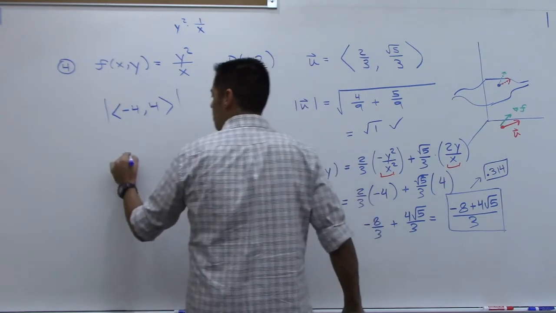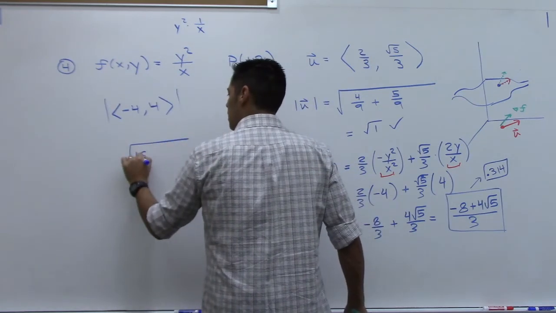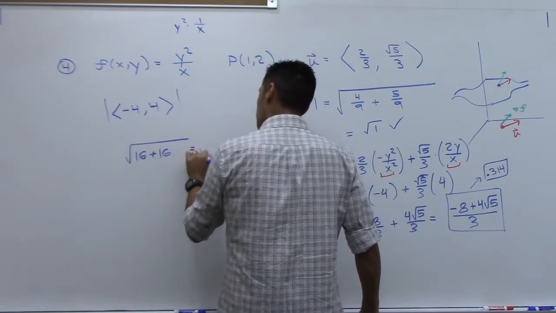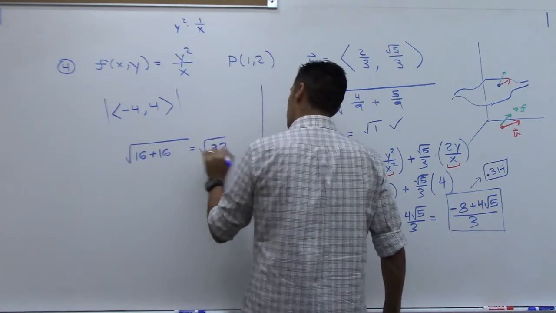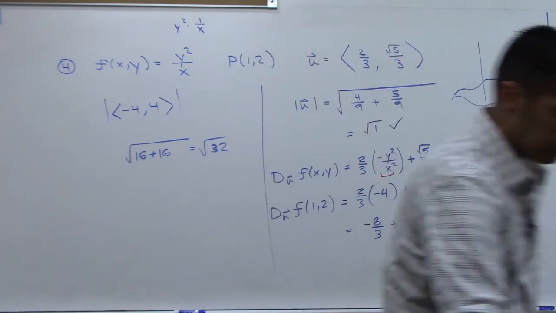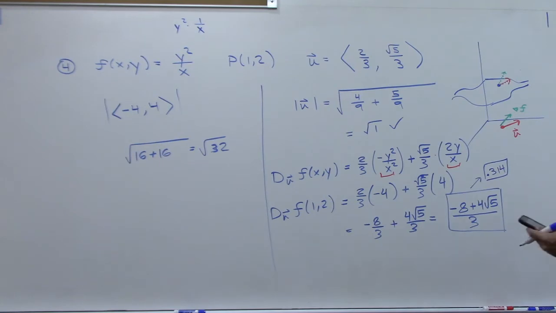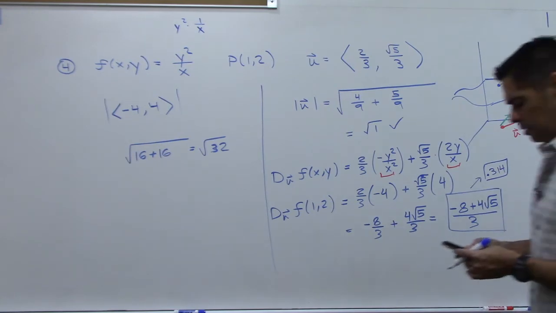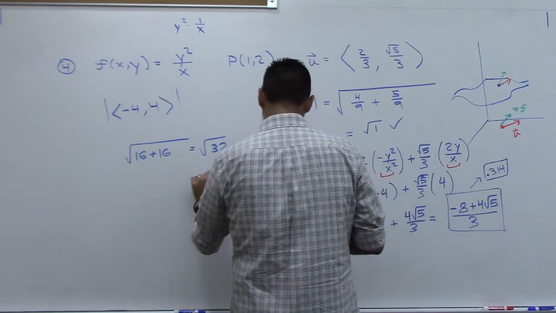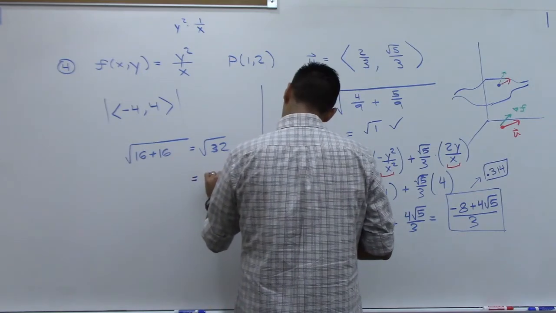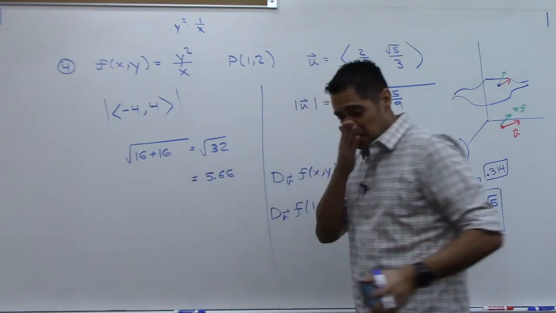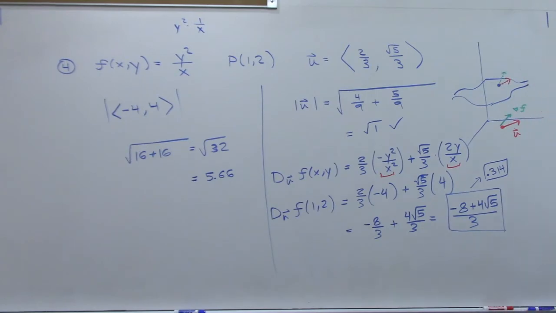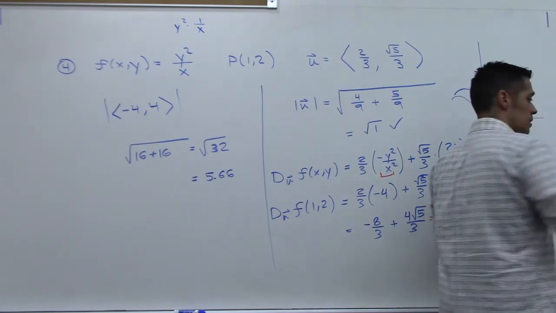So if I take the magnitude of that, you get square root 16 plus 16, which is root 32, which is definitely bigger than 0.314. The square root of 32 is 5.66 approximately.